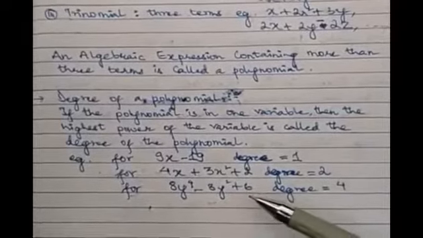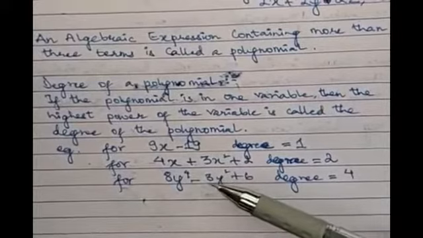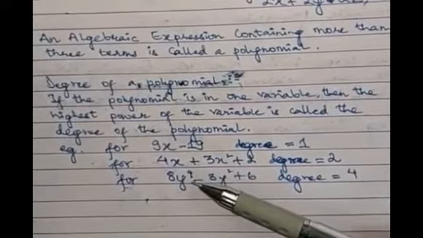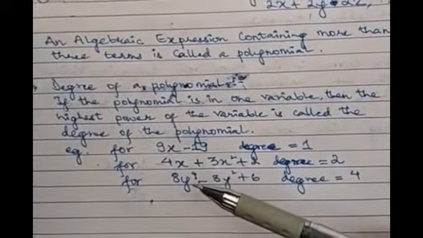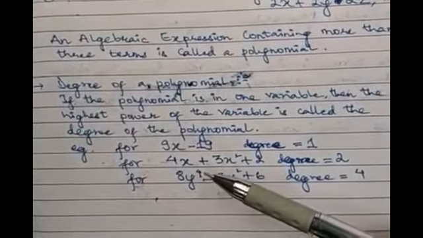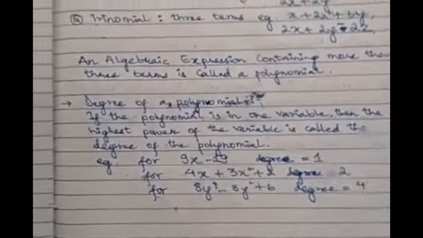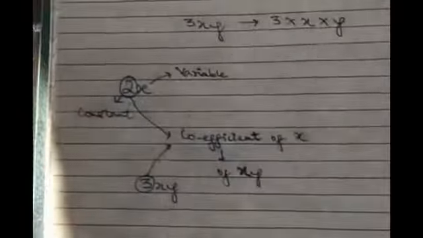Is it okay? Now for the third one, again I got a trinomial, with the variable y. The highest power for this variable is 4, so its degree is 4. Is it okay?